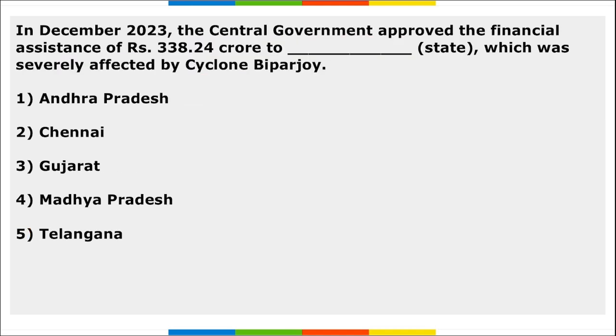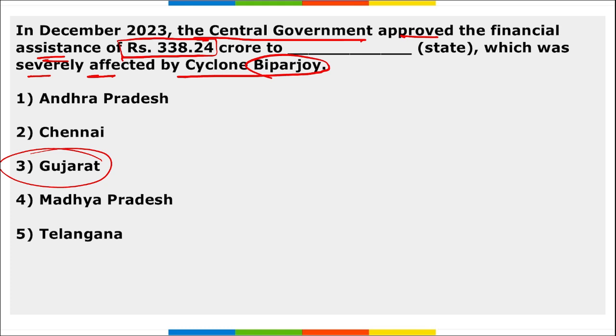Next, the central government approved the financial assistance of 338.24 crore rupees to which state that was severely affected by Cyclone Biparjoy? So remember, the central government approved financial assistance of this 338.24 crore rupees for Gujarat state that was severely affected by the Cyclone Biparjoy. Right? Mark this.